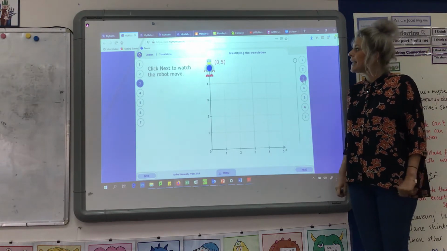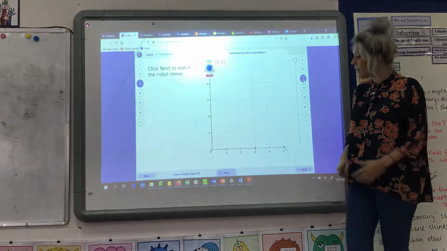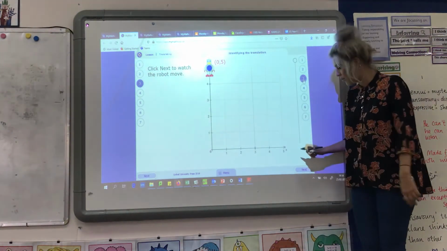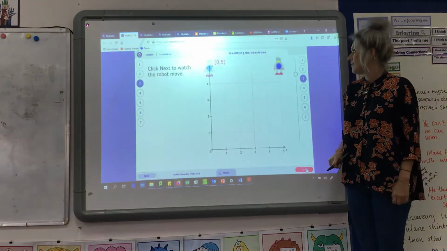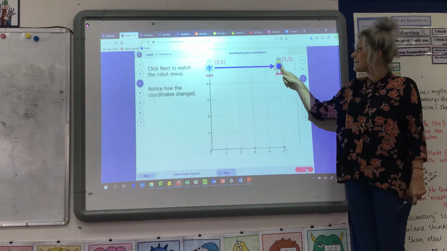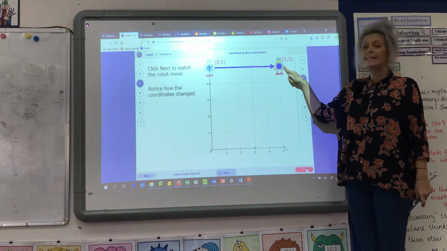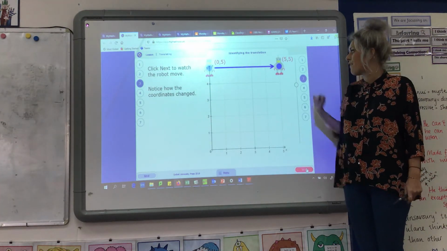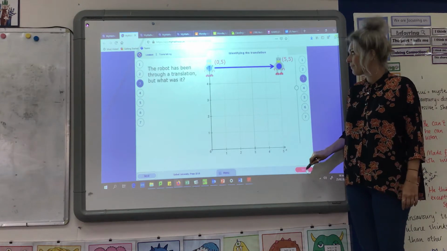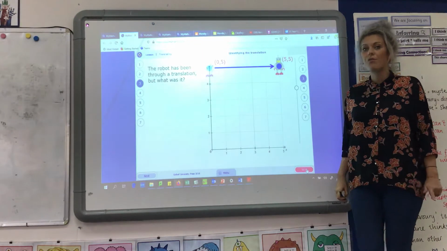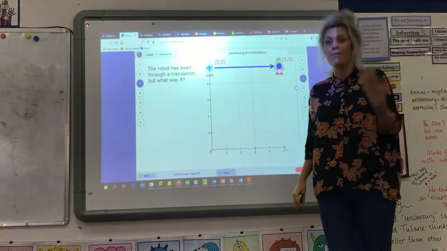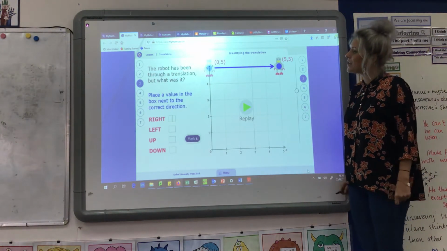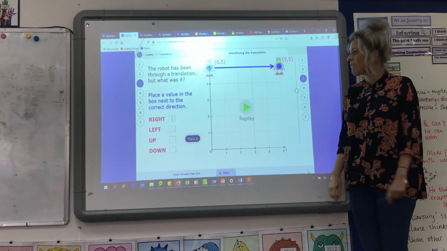Okay, so click next to watch the robot move. At the minute, our robot is at 0 on the x-axis and 5 on the y-axis. Okay, it has moved across here. It says, notice how the coordinates have changed. We are now on 5, 5. The robot has been through a translation, a movement, but what was it? Place a value in the box next to the correct direction.